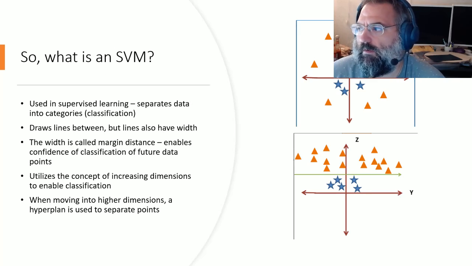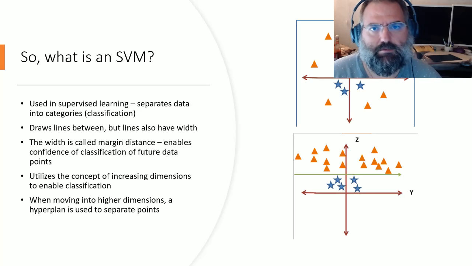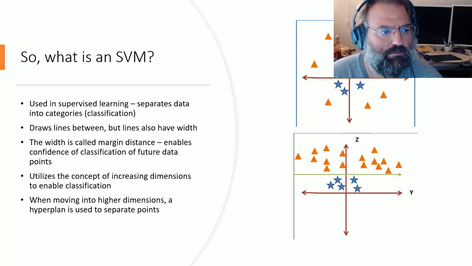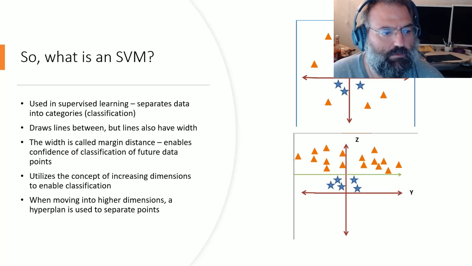So jumping straight in, what is a support vector machine? The basic idea here is it's a type of supervised learning, like most of the ones that we've talked about in this course. So that means you have to have basically labeled data. And the idea is to classify things into essentially groups or classification. So it's all about classification.